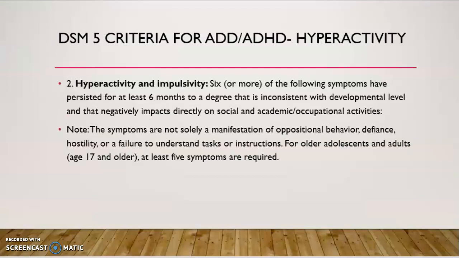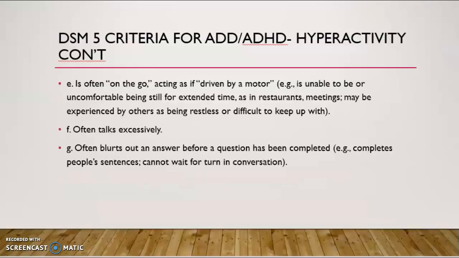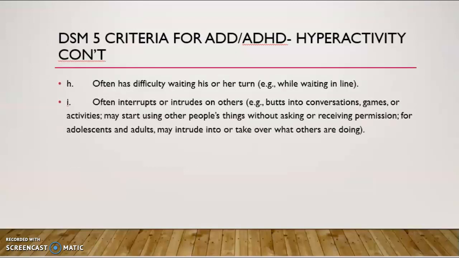In the hyperactivity and impulsivity section of the DSM criteria, it shows that a person with ADD or ADHD often fidgets or taps, leaves their seat in situations when they're supposed to remain seated, runs or climbs in situations where it is not appropriate, and often cannot play or engage in leisure activities quietly. They talk excessively and often blurt out answers before it's their turn. They also have difficulty waiting their turn and often interrupt or intrude on the conversations of others.